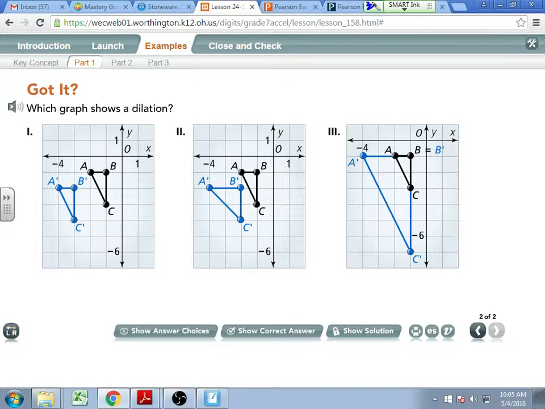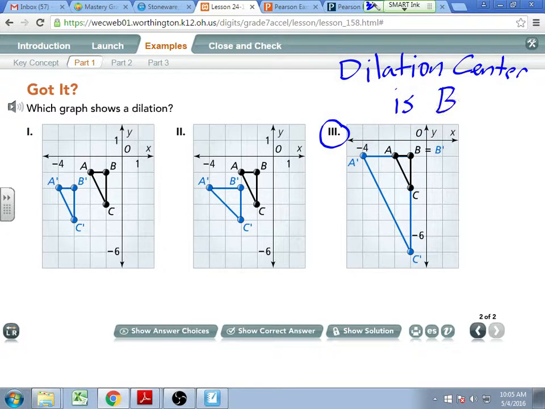Jackson, what do you think here? I think it's C or 3, whatever. You think it's the third one? But wait a minute, Jackson. My rays don't work. I think that's because the point of origin is actually the center of B and B prime, and the dilation factor thing is 3. So my dilation center is point B. I'm dilating from point B. So if I draw my rays from there, it goes through A and A prime, goes through C and C prime, and B and B prime are the same location.